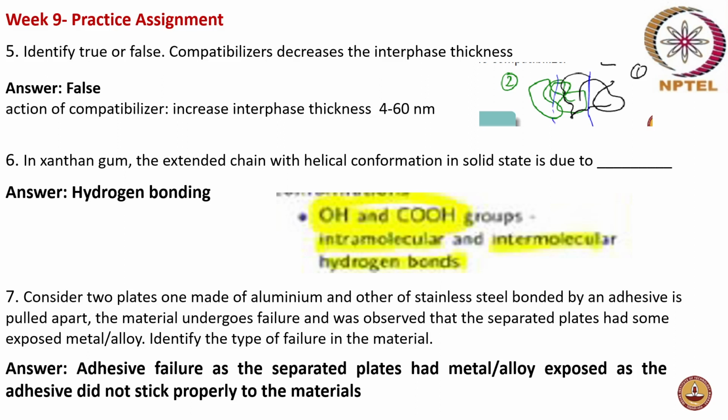Whereas when do we say cohesive failure? In a similar case, when you join two dissimilar materials, and when you pull apart and see, in both sides if it is only the adhesive that is exposed, then there is a failure due to the cohesive failure. So within the adhesive there is a failure, that means it has stuck to the metal very well, but within the adhesive, due to the pulling force, the material has failed.